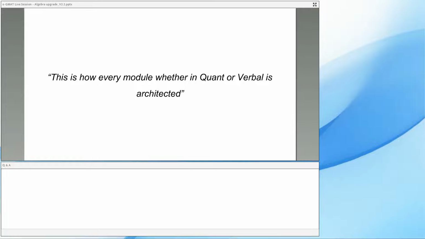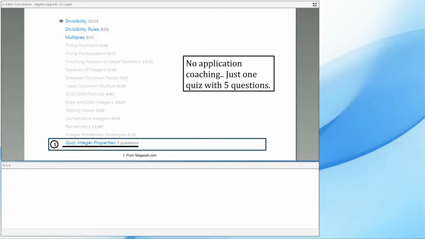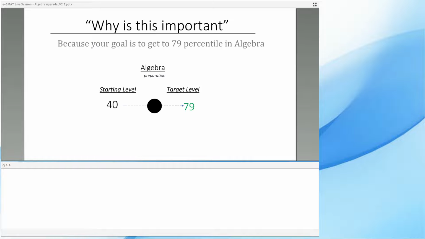And this is how everything in e-GMAT is architected. So you can really see after every 15 to 30 minutes, you get feedback that is personalized to you. Again, let's look at the Magoosh module, and what you really see is there's really no application over here. There's one practice quiz towards the end that has 5 questions, but that score doesn't appear in the dashboard. It only appears towards the end of the quiz. Again, the intent is not to give that feedback to you, but just to provide you with some practice. Again, very similar to what a book does.